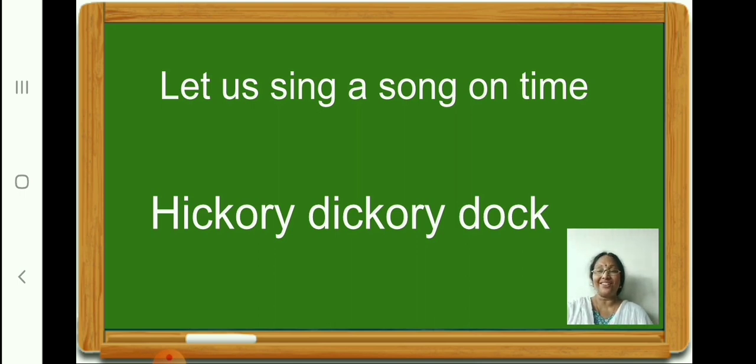Hickory dickory dock. Hickory dickory dock. The mouse ran up the clock. The clock struck 3. The mouse ran down. Hickory dickory dock. Hickory dickory dock. The mouse ran up the clock. The clock struck 4. The mouse ran down. Hickory dickory dock. Hickory dickory dock. The mouse ran up the clock. The clock struck 5. The mouse ran down. Hickory dickory dock.